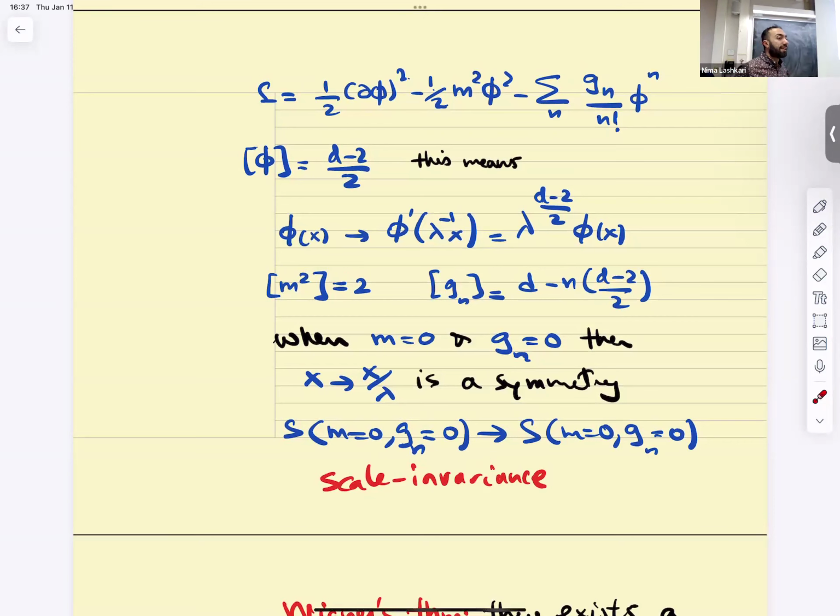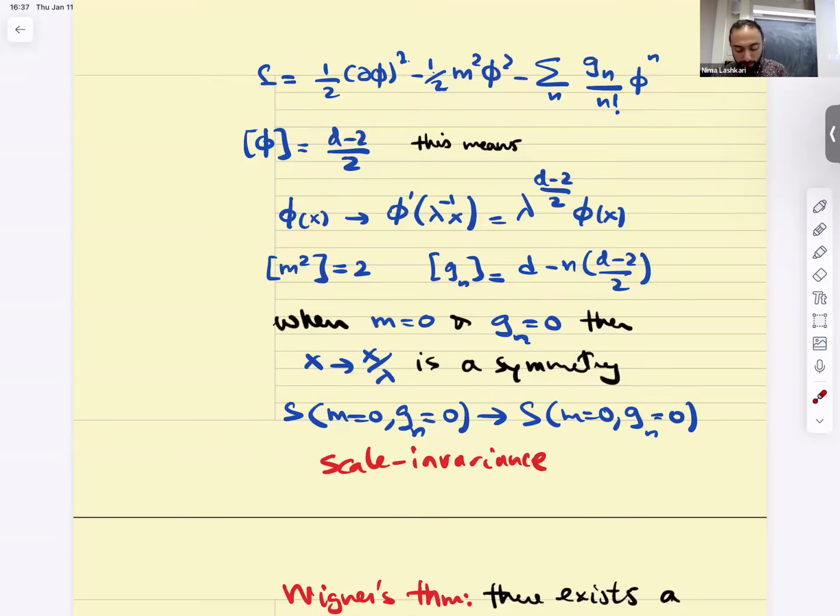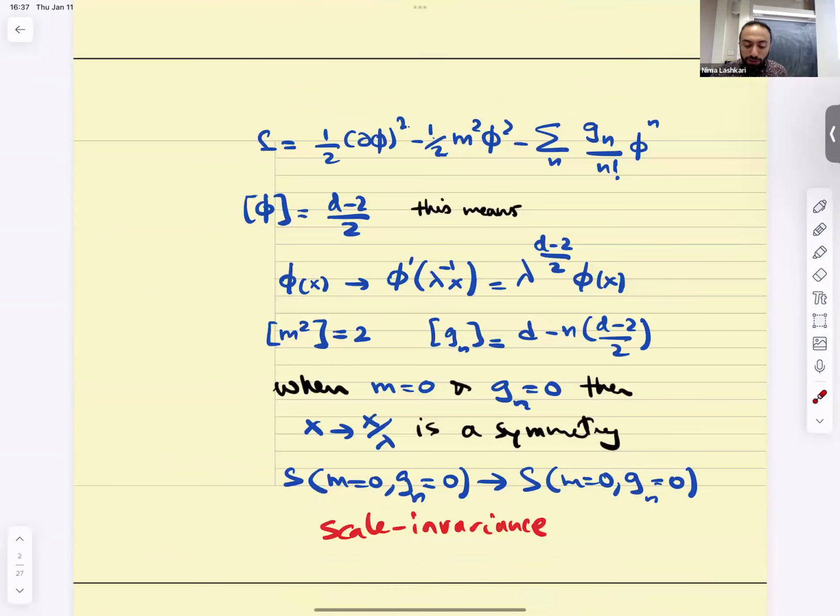That is the basis of a lot of things that we're going to discuss in quantum field theory. Is that good? Okay. And the inclusion of these terms, if they are small, would explicitly break the scaling symmetry. Good. All right.